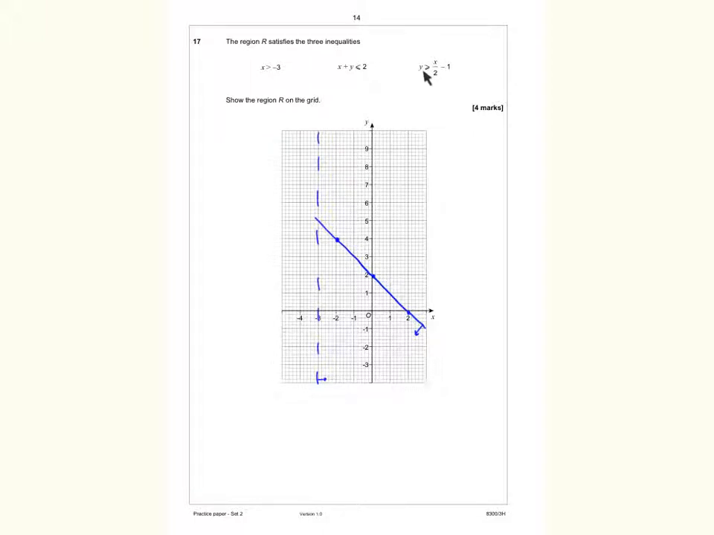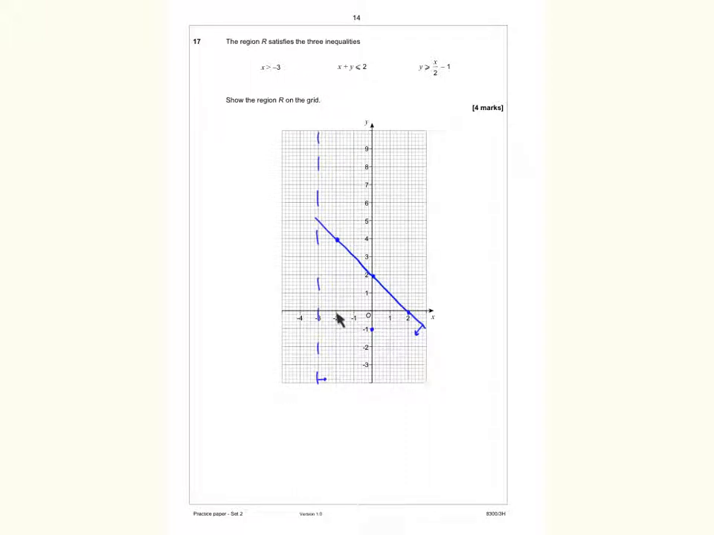So the boundary line is y is equal to x over 2, or half x, take away 1. The y-intercept is negative 1 there. So if x was 0, y is negative 1. So that's there. And then it's best to take even values of x, just to keep them integers. So if I use 2 here, so x is 2, 2 divided by 2 is 1, 1 take away 1 is 0. So this is another point on this line.